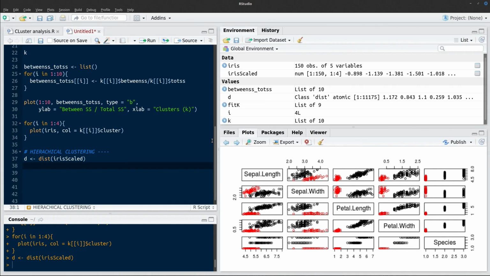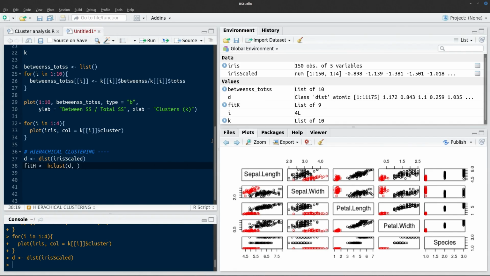And we're going to call our hierarchical model fit h, and the function for performing this in R is called hclust, hierarchical clustering, and the first argument is the distance matrix that we just created called D, and you can just run that as you want.